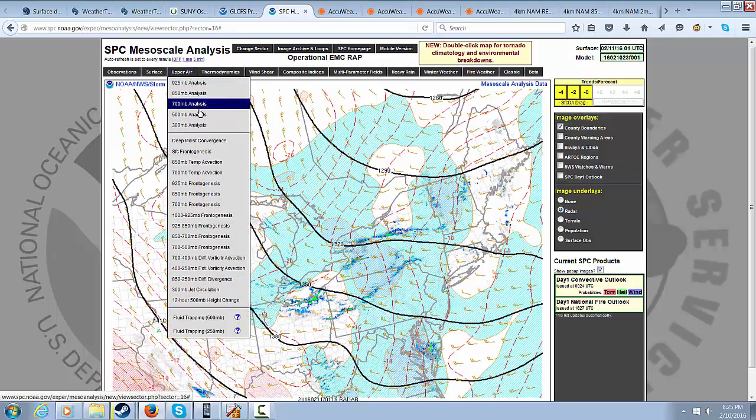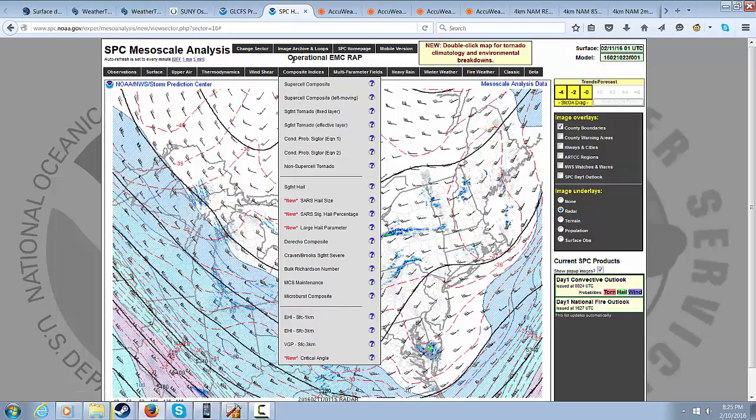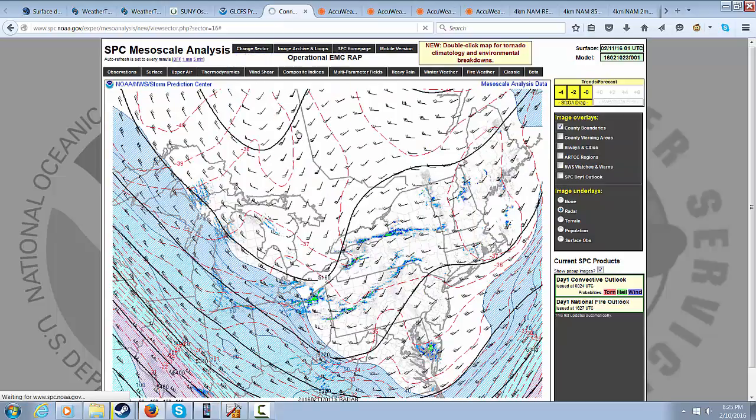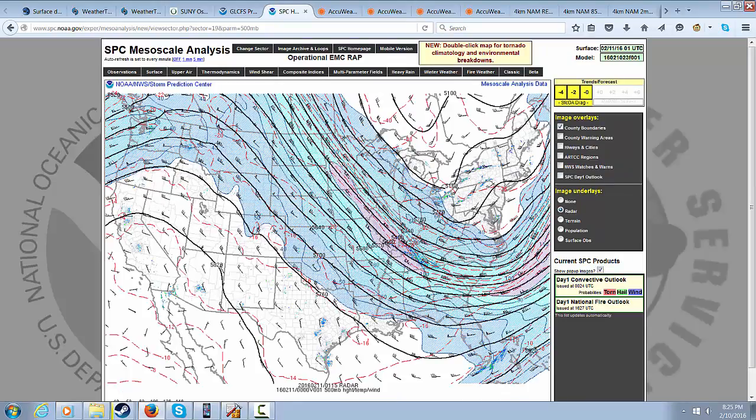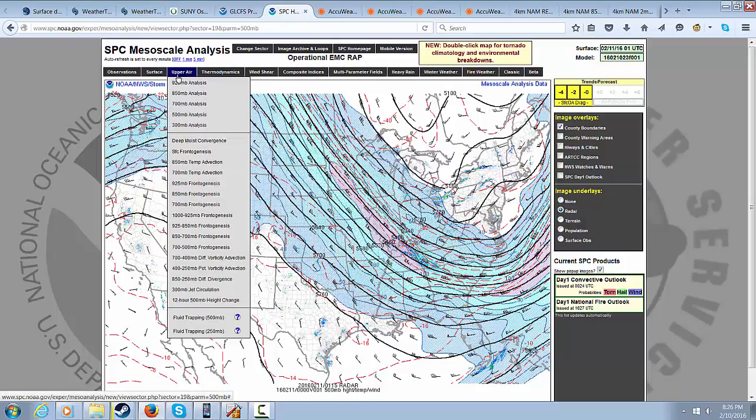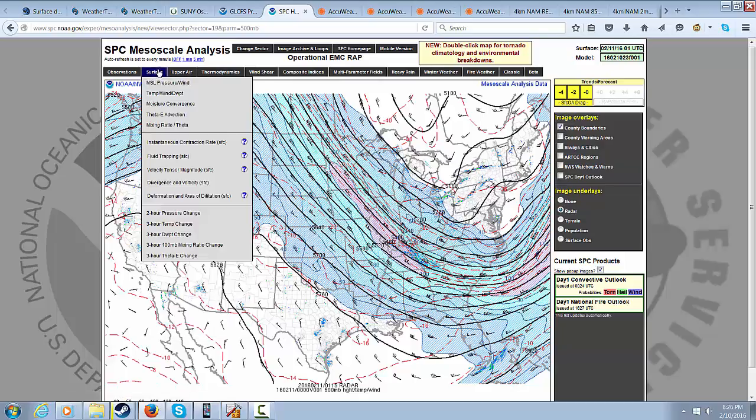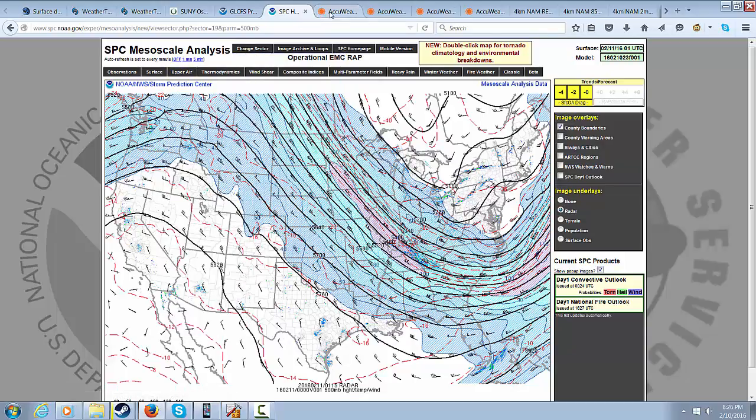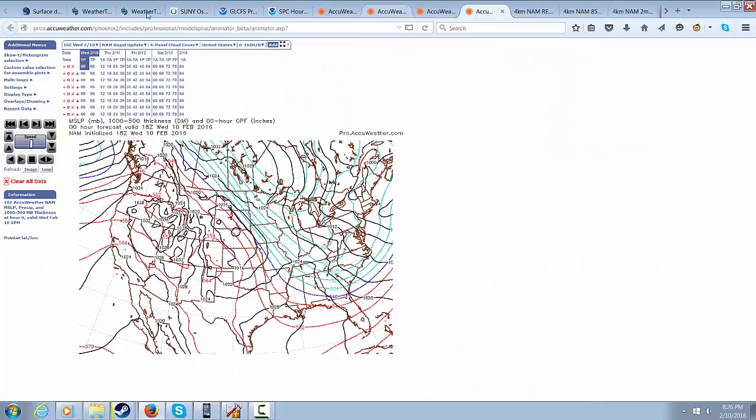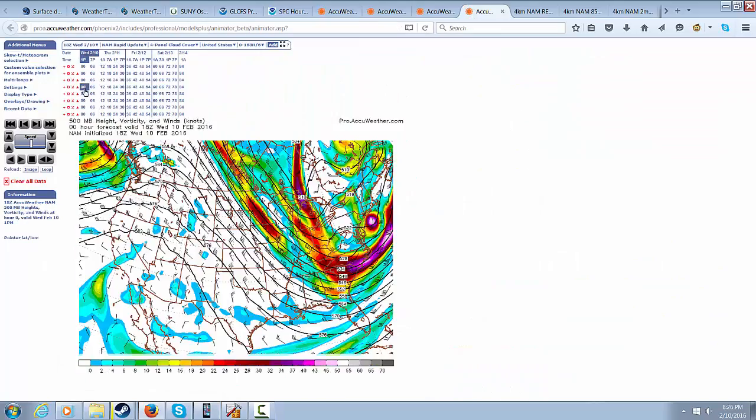So looking at the current 500 millibar pattern at this time, you see we're in the middle. We're having a trough, an upper level trough built into our region, which is going to help cold air dominate the region over the next coming days. So moving into some of the modeling now.